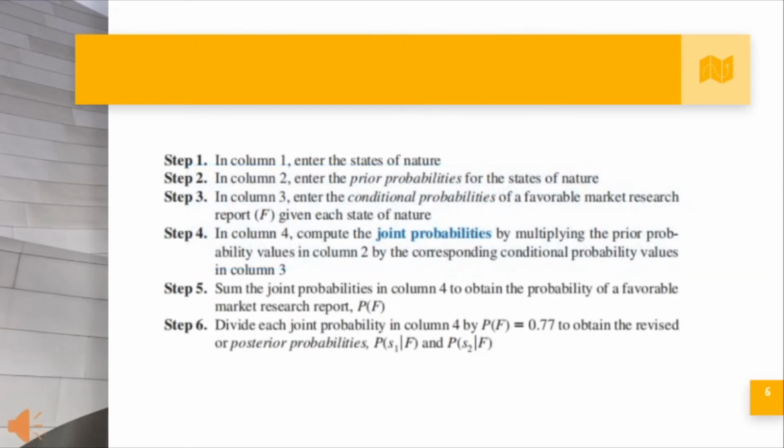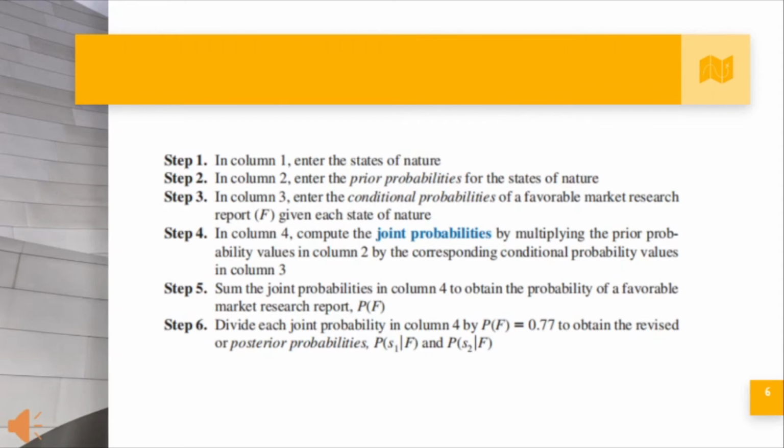In the following discussion, we present a tabular approach as a convenient method for carrying out the probability computations. The computations for the PDC problem based on a favorable market research report are summarized in Table 12.7. The steps used to develop this table are as follows. Step 1. In column 1, enter the states of nature. Step 2. In column 2, enter the prior probabilities for the states of nature. Step 3. In column 3, enter the conditional probabilities of a favorable market research report given each state of nature.